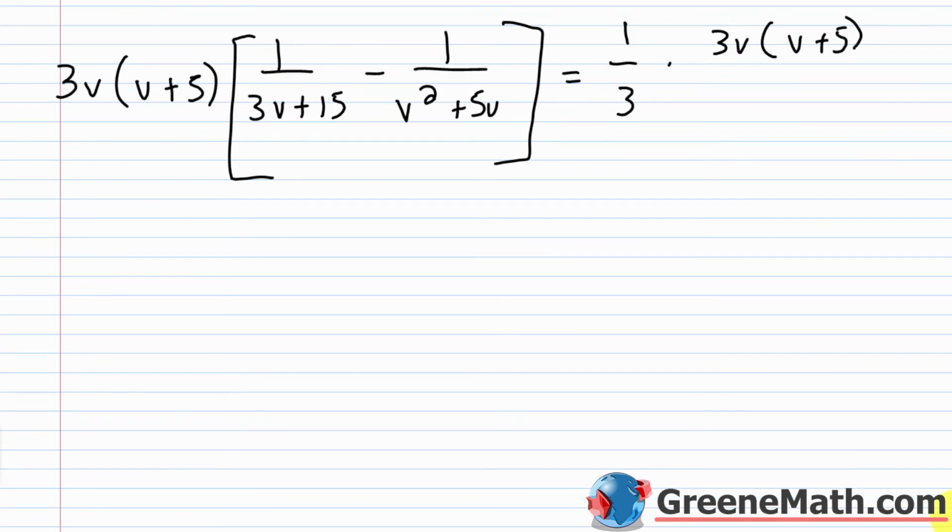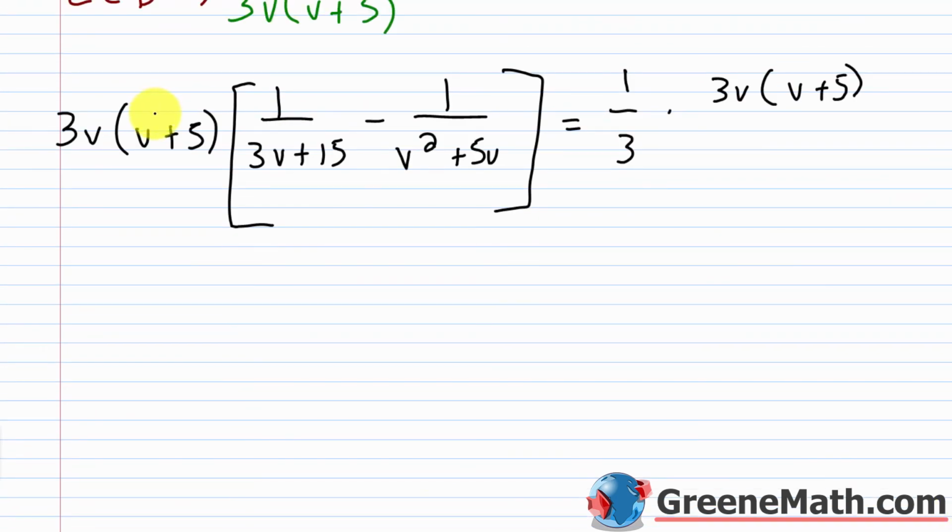Now, what I'm going to do here is use my distributive property, and distribute this to this. So if I have 3v plus 15, again, that's 3 times the quantity v plus 5. If I factor it, the v plus 5 would cancel with this, and the 3 would cancel with this. So essentially I have v times 1, which is just v.